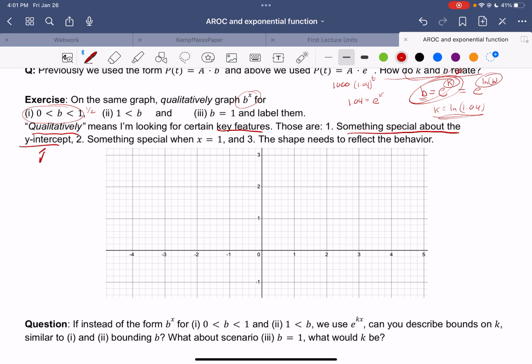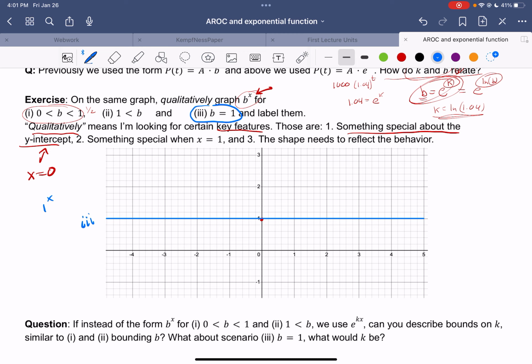Okay, the y-intercept is when x is 0. So if I look at my function, what happens when x is 0? B to the 0, that's 1. Okay, and that's true no matter what b is, okay? In fact, you know what? Let's do part 3 first. Part 3 I'll do in blue, okay? B is equal to 1. We're going to graph the function 1 to the x. It looks like this. It's a straight line. Great. There we go. I did part 3, okay?